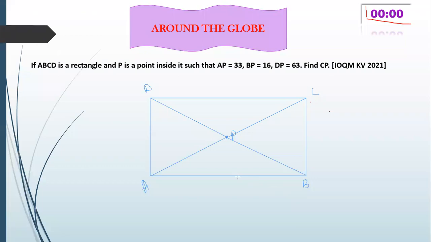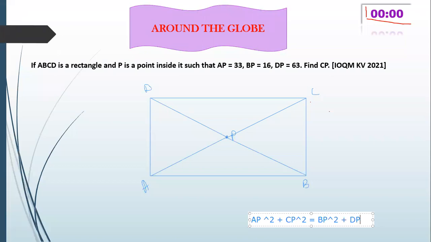Now as per British flag theorem, if there is an arbitrary point P inside a rectangle, and the point is joined to all the vertices, in this case AP, BP, CP, DP, then this following relation will hold: AP square plus CP square equal to BP square plus DP square. So let me write that. The relation is AP square plus CP square equal to BP square plus DP square.